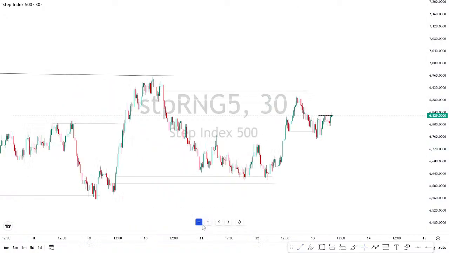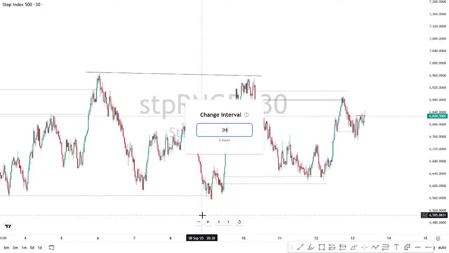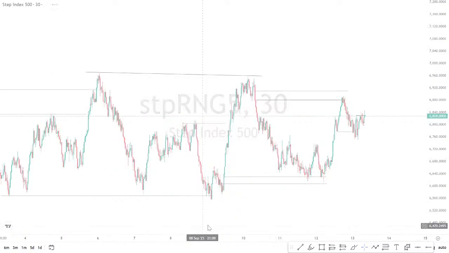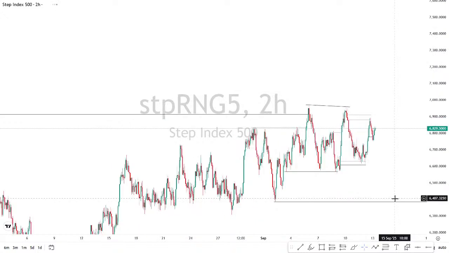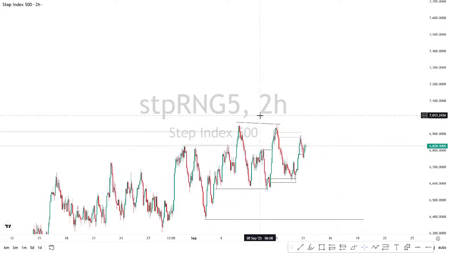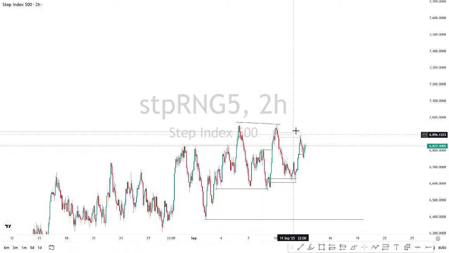So I'm going to be checking 2 hours time frame to make the final verdict. Based on these 2 hours, I'm still expecting market to come back and reach these 2 highs as stop ons. I'm expecting it to come back and take these 2 highs as stop ons.